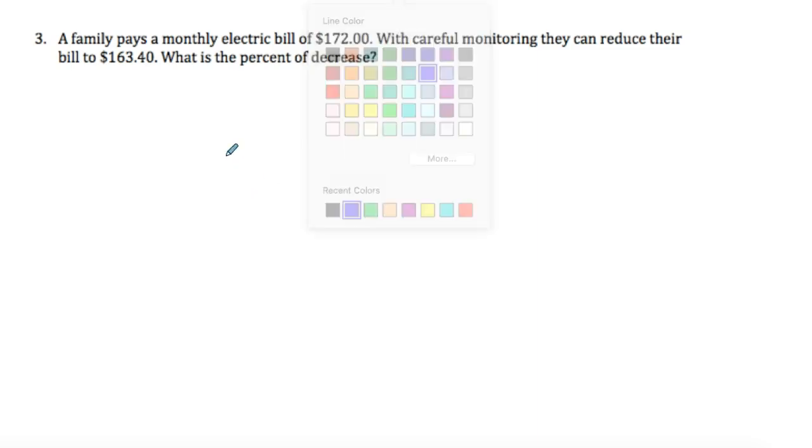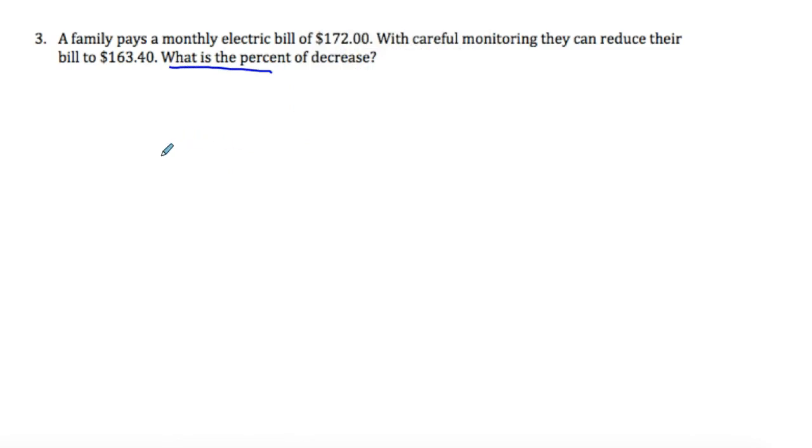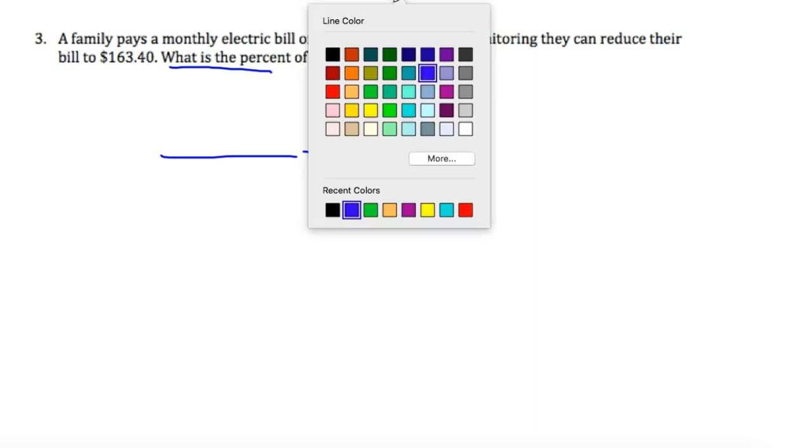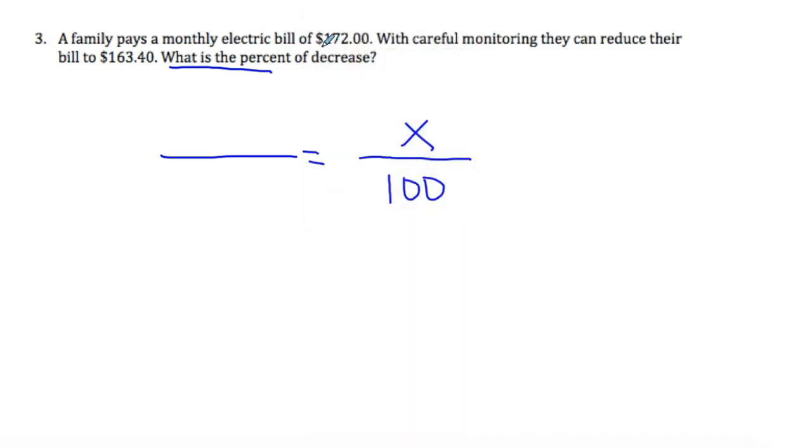If we look at the question that we're being asked, it says, what is the percent? That tells me immediately when I set this up that my x goes above the 100. Then I must be looking at two different numbers. I need to decide what's going on between them. A family pays an electric bill of $172 a month. With careful monitoring, they can reduce their bill, reduce means go down, to $163.40. What is the percent decrease? That means it's going down.